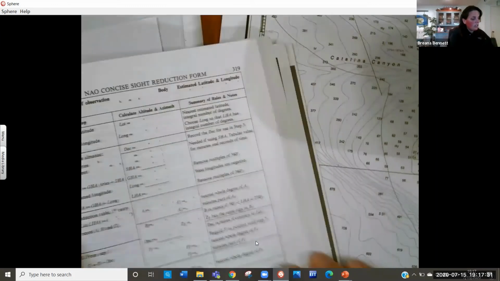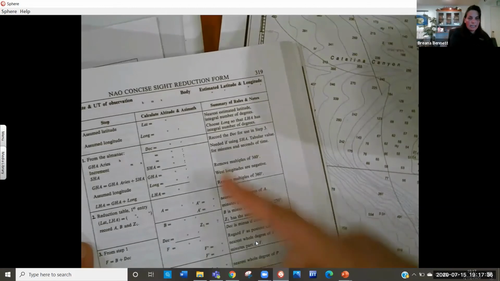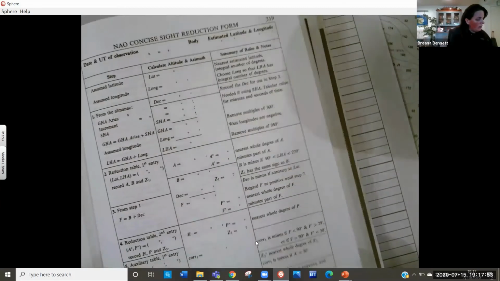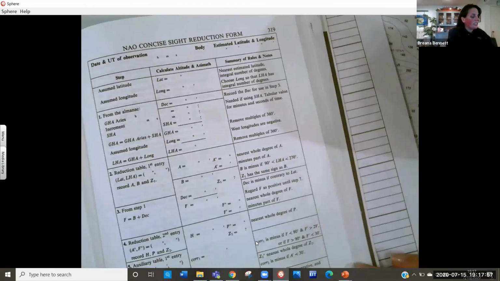But they have this site reduction table in the almanac now. And here, 319, they have the cosine site reduction form. So again, this is my site reduction form, but they have an example of one in the book too. So if you want to play around with that, feel free. But yeah, the cosine site reduction form is to use the cosine site reduction tables.